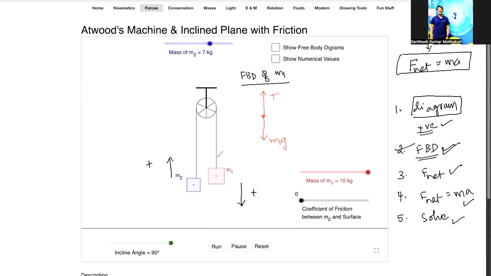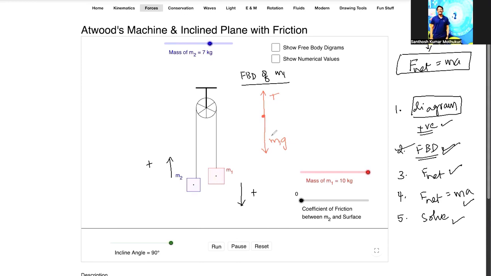There is only one rope. There are no other tensions, because as long as the rope is not changed, the tension remains a single tension. We also have to indicate in the free body diagram which force is greater. As this body slides down, the weight of the first body would be greater than the tension. So let me draw the longer arrow, which indicates that m1g is more. Correct?